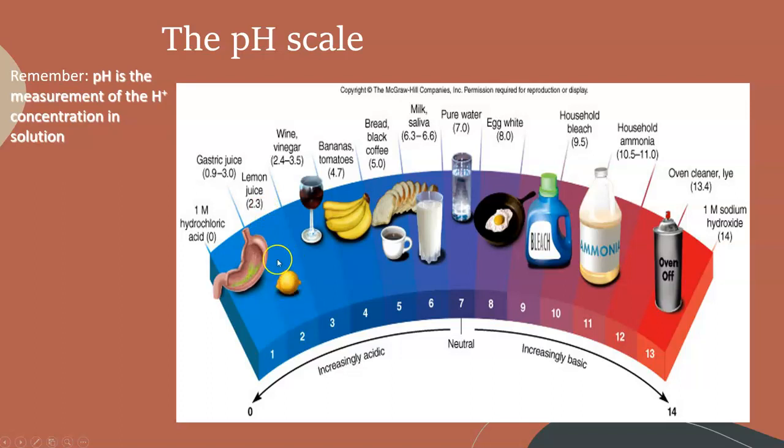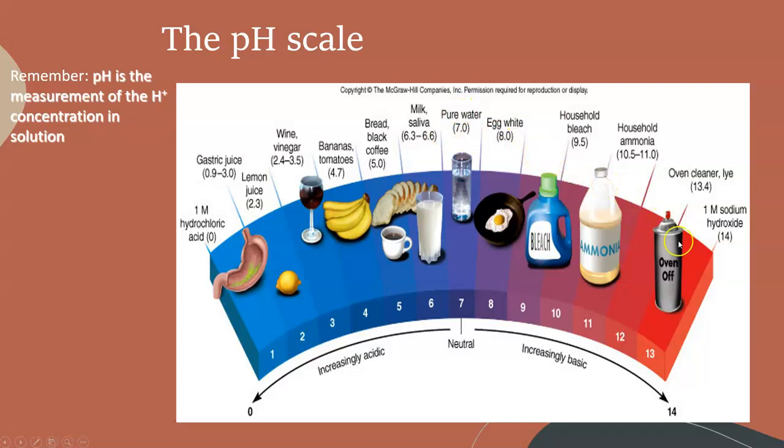Lemon juice, interestingly enough, is very acidic. It is 2.3. Wine and vinegar, 2.4 to 3.5. Bananas and tomatoes, 4.7. You can see all this. Milk and saliva, just below neutral, so still slightly acidic, interestingly enough. Pure water, like I said, right about 7.